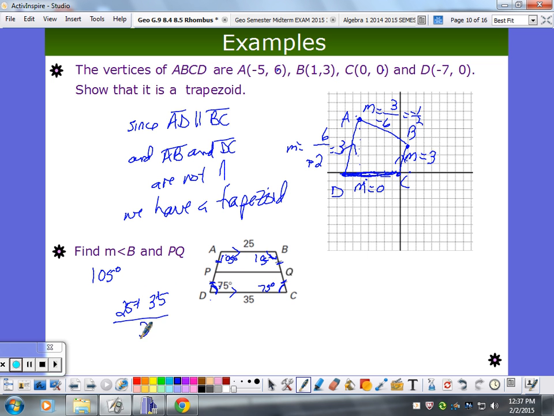It's the average, the mean of the two bases. So you add those together, you get 60 over 2. So PQ is 30. Awesome.